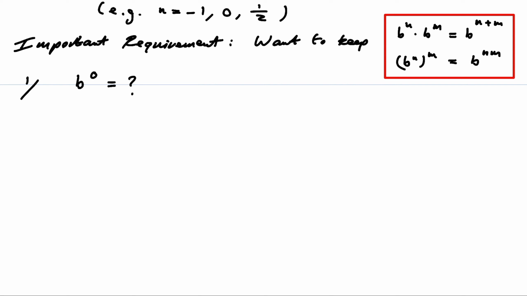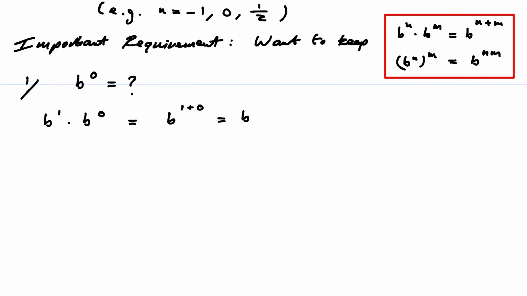Right? Well, what do I want to be true? I want these properties to hold. And one of the things about 0 is I know that if I add it to anything, it doesn't change it. So what do I want? For example, if I had b to the power 1 times b to the 0. Okay, well, if I want these properties to hold, I would have b to the 1 plus 0 in the exponent. That's the first one.